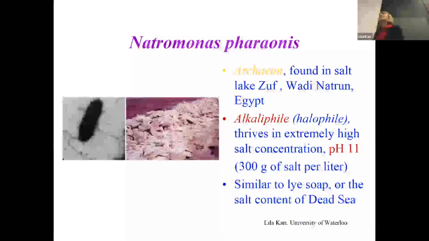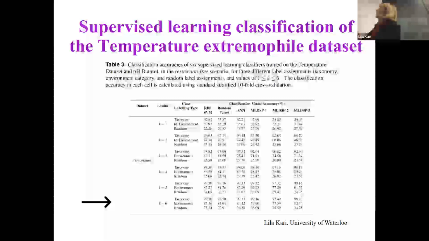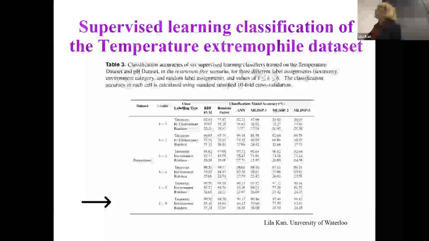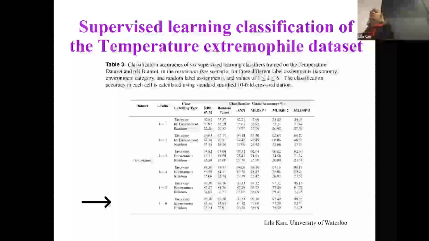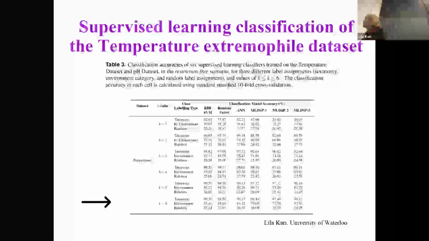Okay, so these are the extremophiles that we are talking about, and we have a data set of about 700 of them. So these are some of our results. These are the results of the supervised learning classification of the temperature extremophile data set. I have here various values of K. We looked at subwords of length 1, 2, 3, 4. So we started to see a signal, the best signal is around 6, but you can see the signal even earlier.